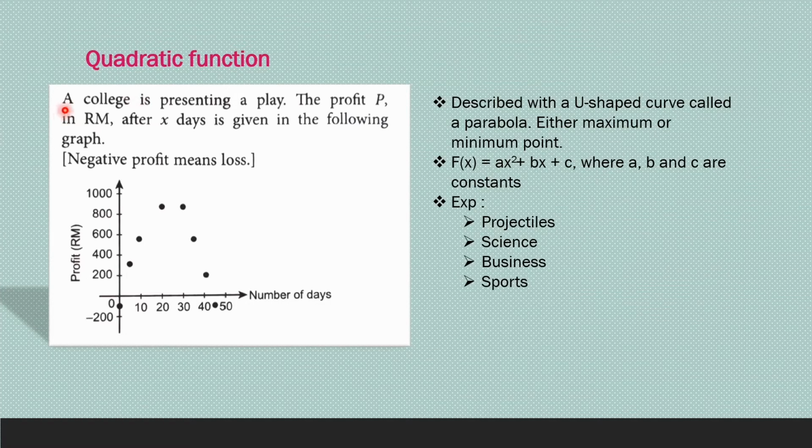Let's see the example. A college is presenting a play. The profit P in RM after x days is given in the following graph. We can see the graph is growing in a U-shaped curve. It means this graph uses the quadratic function to draw.